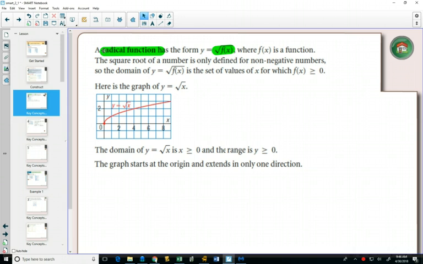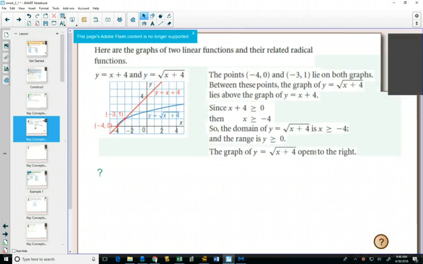So there's your basic parent graph of a square root graph, and you could already do all the transformations with that one. What we're going to look at is, what's another way? How could we use the graph that we know on the inside to help us graph new functions?